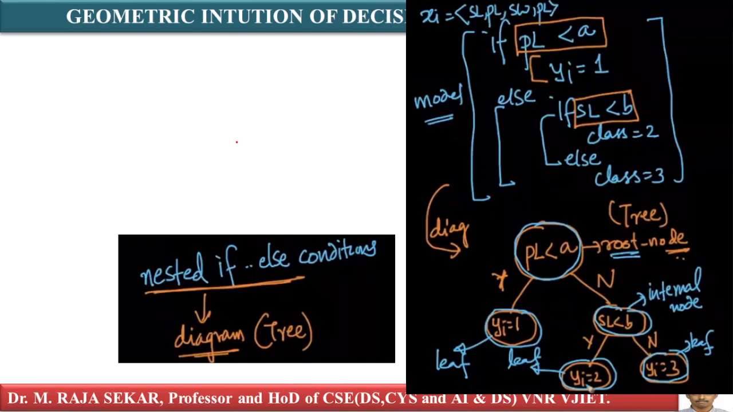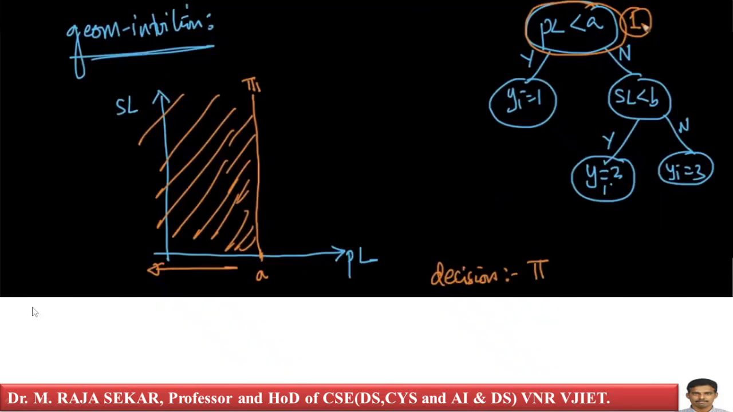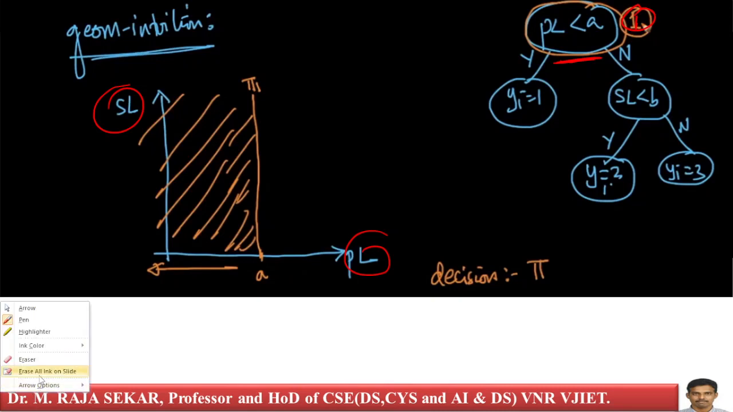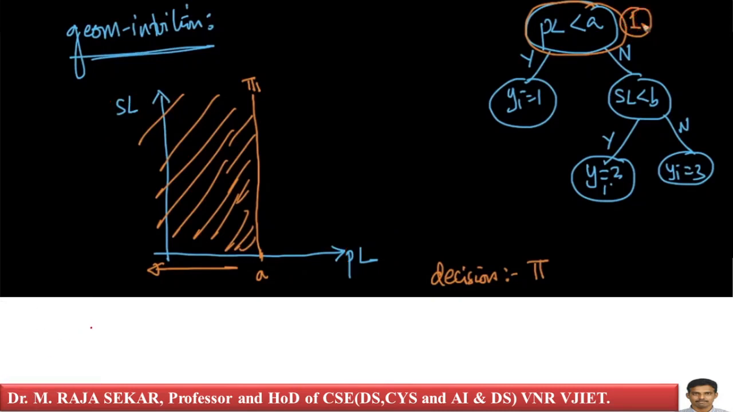What does this mean geometrically? If I have two features, what is my first feature? Here let me assume petal length I am taking on x-axis. My second feature, sepal length, I am taking on y-axis. So what is this decision making? Petal length less than a. Just petal length PL less than a. Let's call this decision 1. Just I am saying petal length less than a is my first decision, that is decision 1.